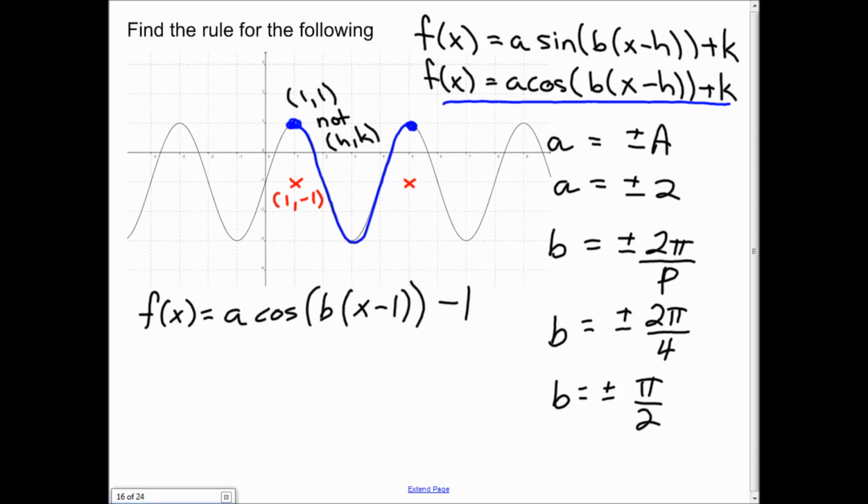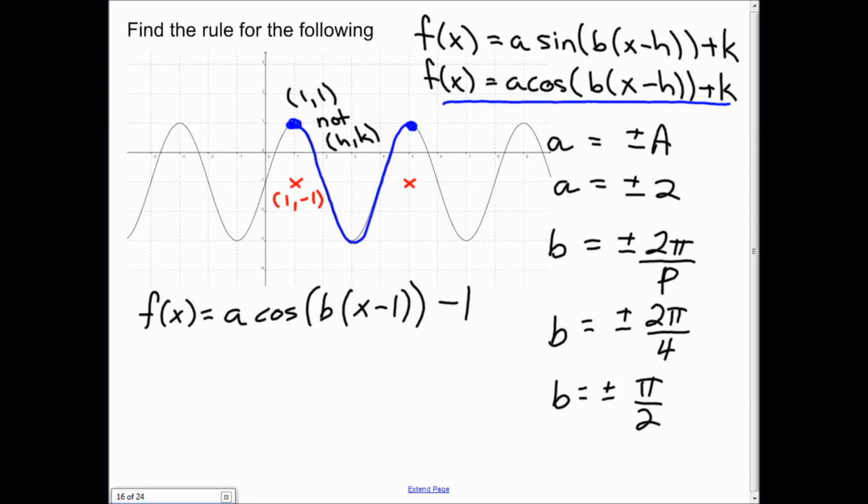And again, we're going to have to choose whether we want our a parameter to be positive or negative, and whether we want our b parameter to be positive or negative. Now, because this looks like the first cycle of our cosine function, it's going to mean that our a parameter is going to be positive because it's starting at a maximum.